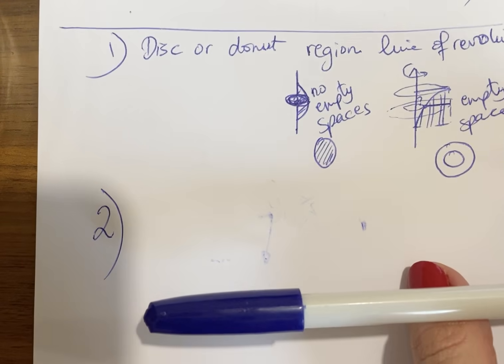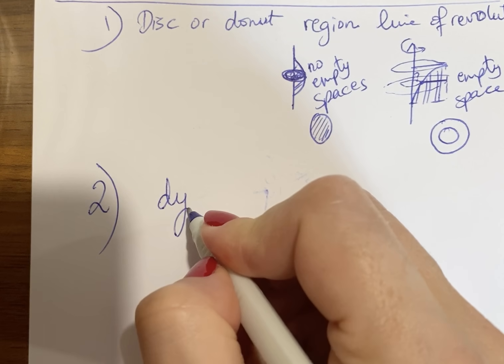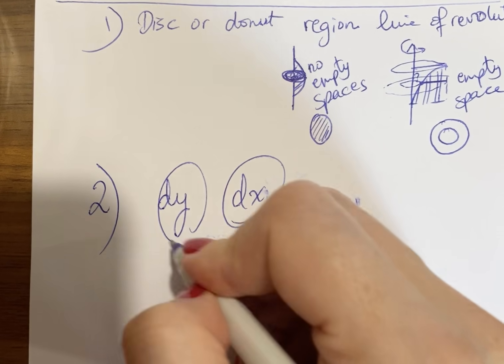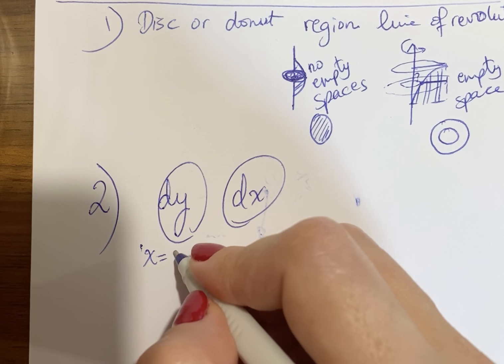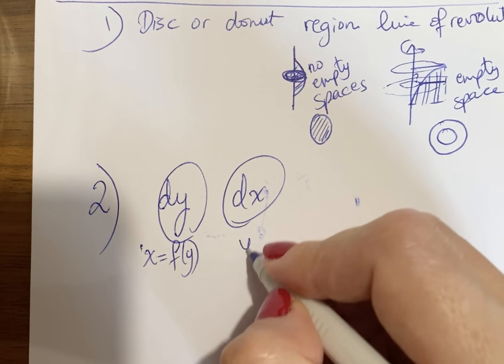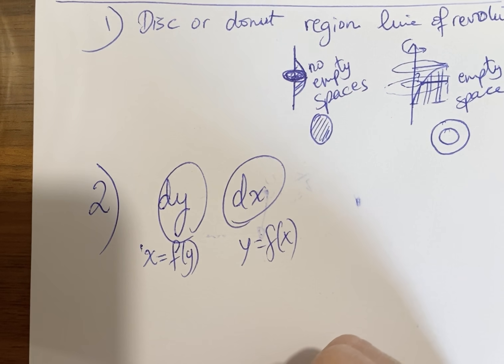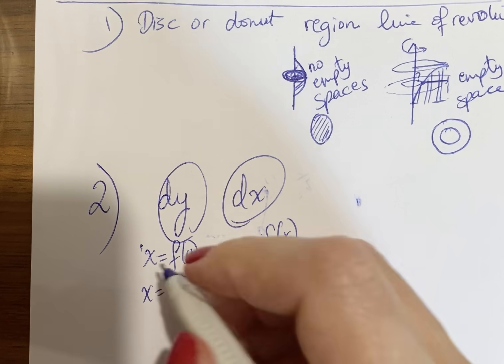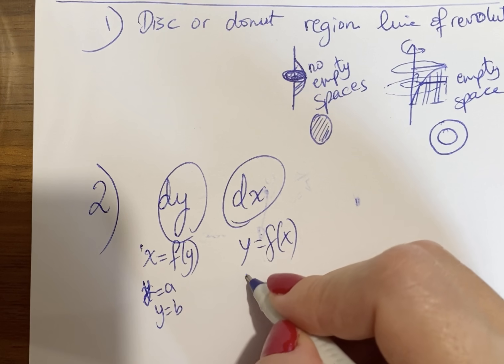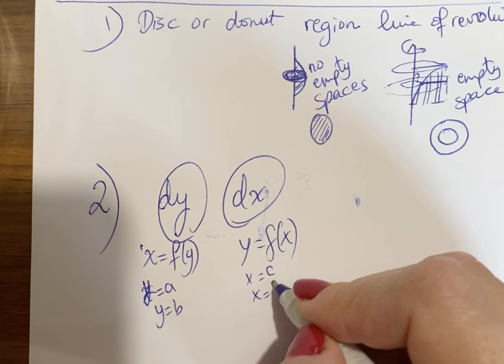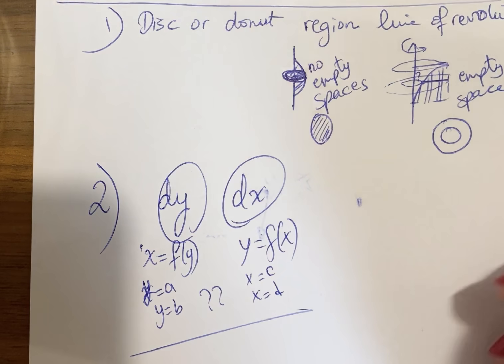The second thing that you need to decide is whether you are going to use dy or dx. Meaning, should your functions look like x equals f of y, or should your functions look like y equals f of x? Should the limits be limits of y, or should the limits be limits of x? Which one of those scenarios do you choose?